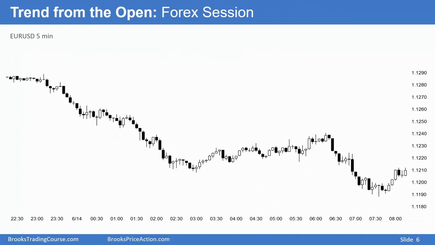Here's again the euro versus the dollar. And here's the start of the European session. A tight trading range, a pretty unremarkable start. However, it became the high of the session. You have a small bear bar and very bad follow-through. There's some hesitation on the open, some lack of certainty. It could still be a trend from the open bear trend, even though it's beginning with very quiet two-sided trading range type of price action.